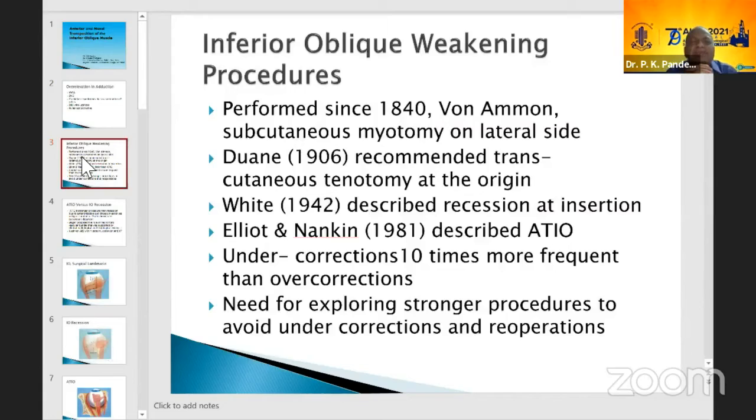Now, Dr. Savleen has already covered that we have been doing this for almost 160 years now. It will be 200 years very soon, well, 180 years you can say. And it was White who described the recession.